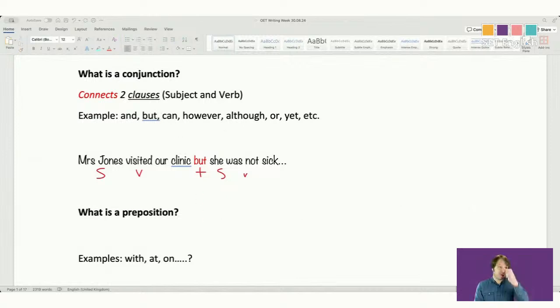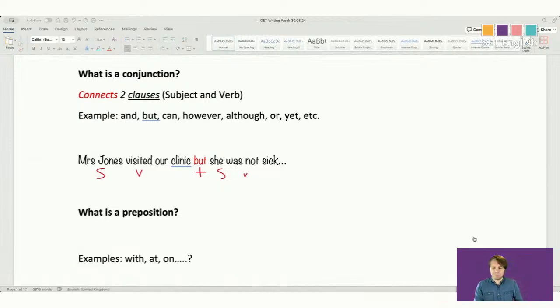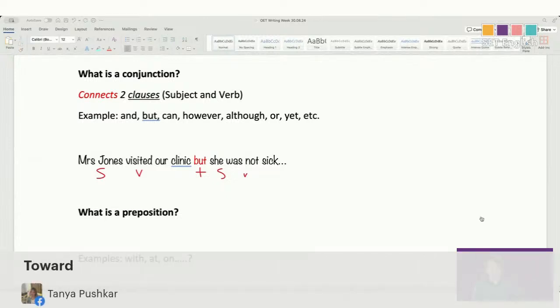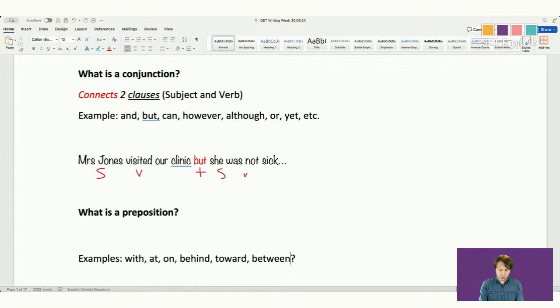Ah, fantastic. So we've got them coming through. Thank you, guys. So we've got towards. Yeah, we've got behind. Between. Yeah, all of these are right, guys. Excellent. Okay. So I'm going to put these on here. We've got behind, toward, between, in, into, as, etc. Also along.